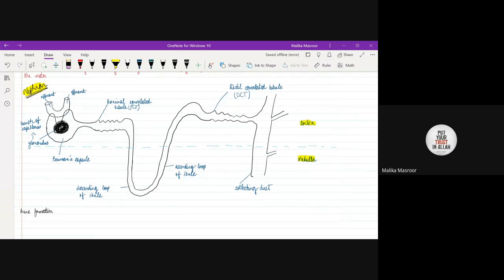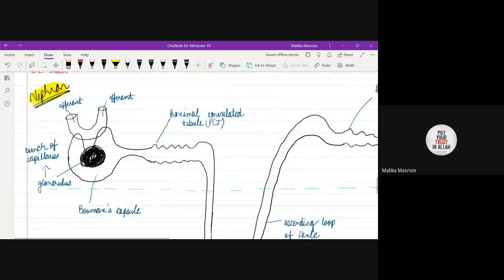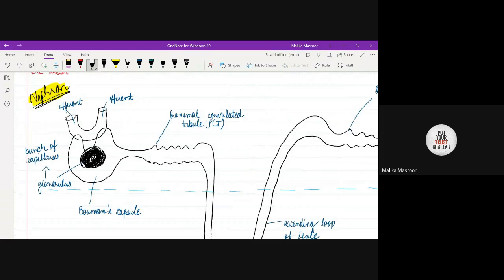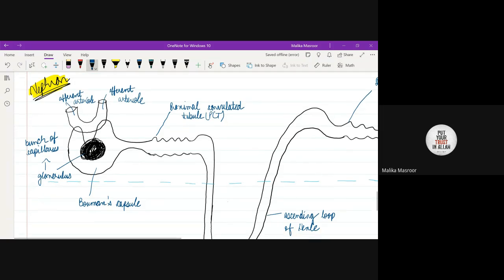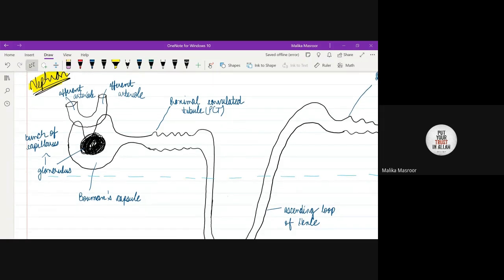Okay. This is the place of your arteriole, where you have afferent arteriole, and then over here you have your efferent arteriole. Enters from afferent, exits from efferent, and then it enters your glomerulus. Bowman's capsule contains the glomerulus, which is a bunch of capillaries. Okay, your filtrate basically flows through your proximal convoluted tubule.